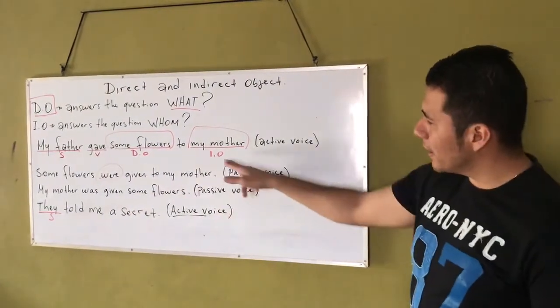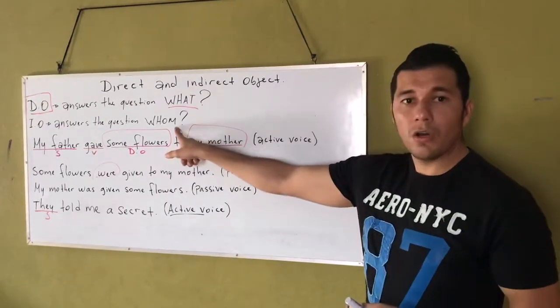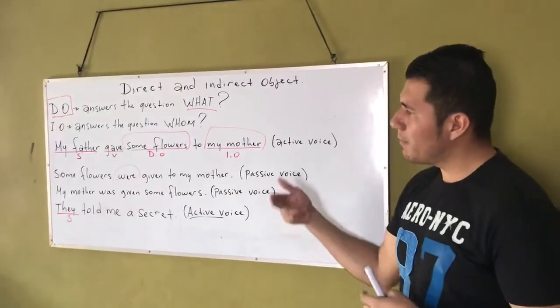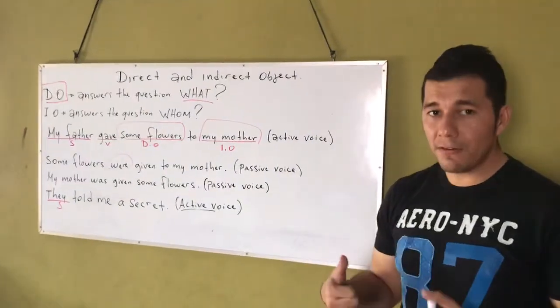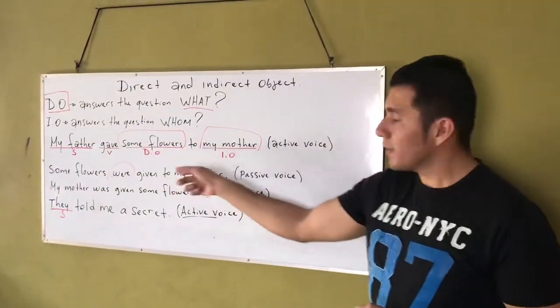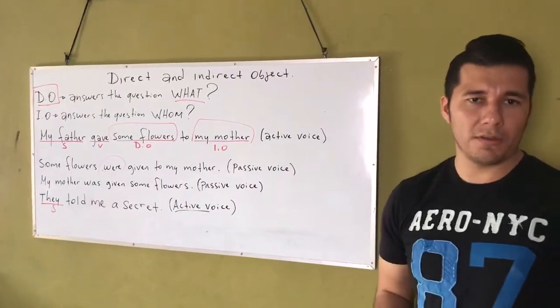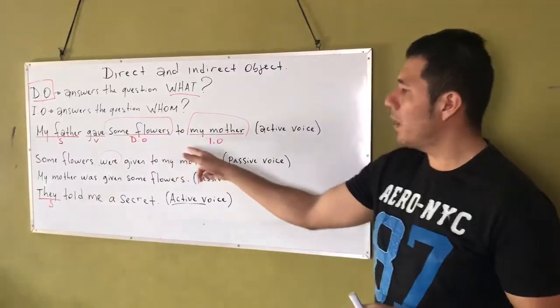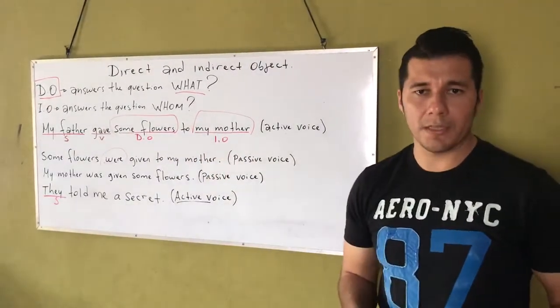And then indirect object, whom, right? So I will ask, to whom did my father give some flowers? The answer, my mother. And that's the way we find direct object and indirect object.